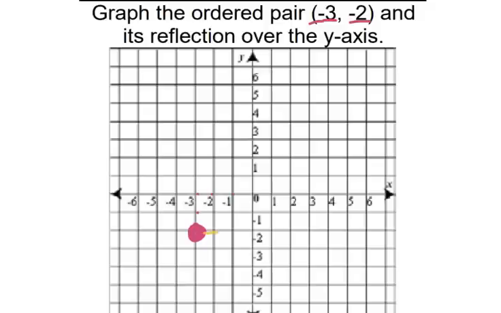So we're going to go 1, 2, 3 places to get to the y-axis. So we have to go 1, 2, 3 in this direction. And we are going to plot that right there. Okay, so that's how we get that one. We plotted -3, -2, and we plotted its reflection across the y-axis.